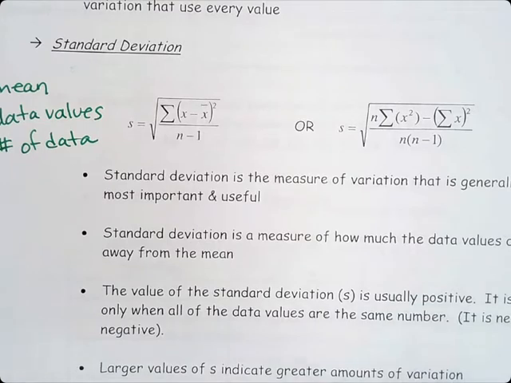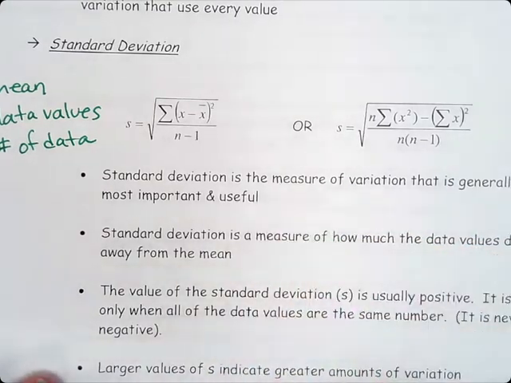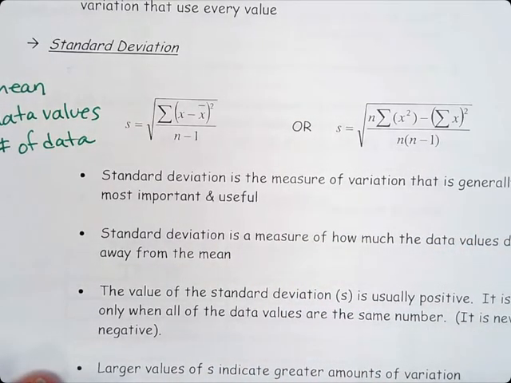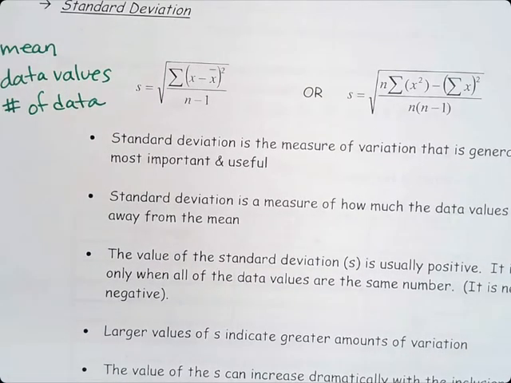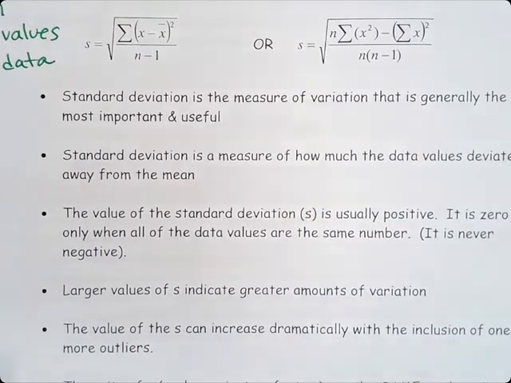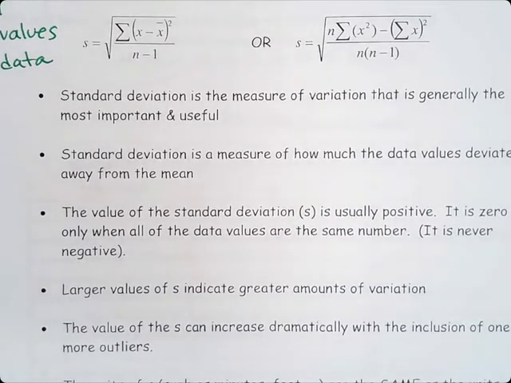Okay, standard deviation is the most useful, and it's usually the most important. It measures how much the data values deviate away from the mean. So deviate and vary, they mean the same thing, how far it moves from that mean.